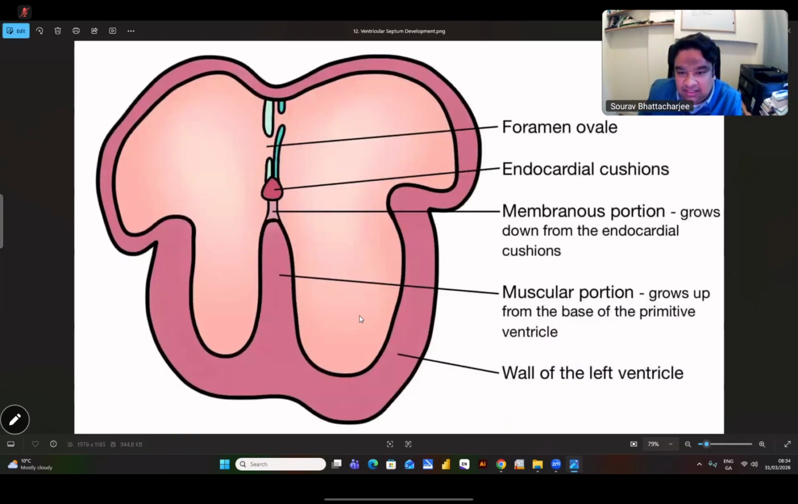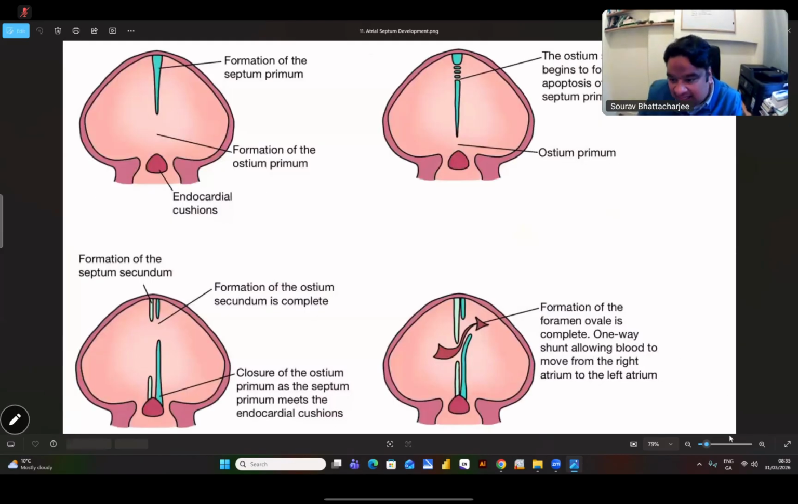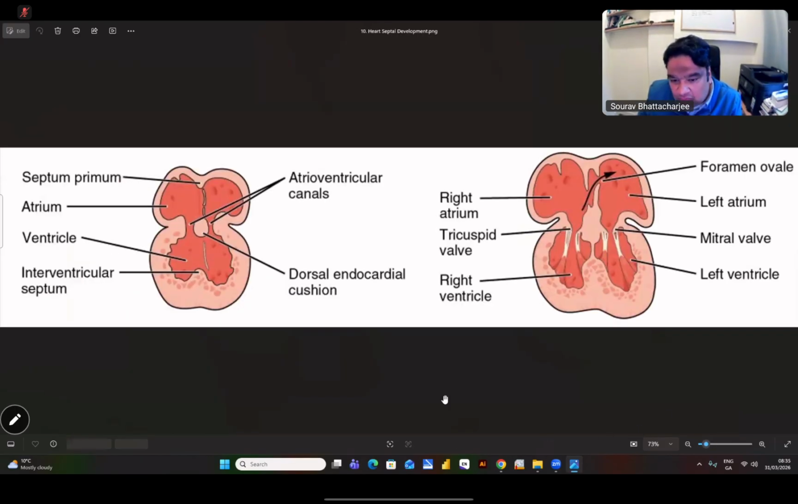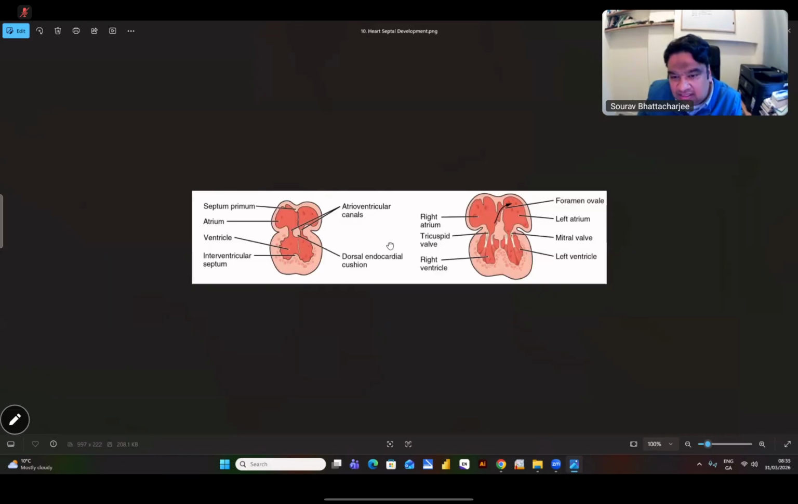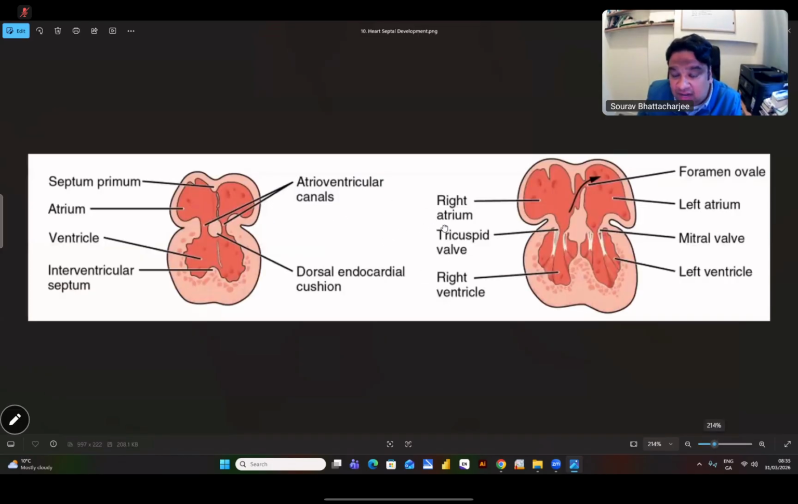The ventricular septum is rather simple. It will develop over here, growing from the bottom towards the endocardial cushion, and they will attach. The part that develops from the bottom is the muscular portion, and where it makes the final contact with the endocardial cushion, that is the membranous portion. And this endocardial cushion will differentiate and, as we have seen, form the different structures, including the very important valves.